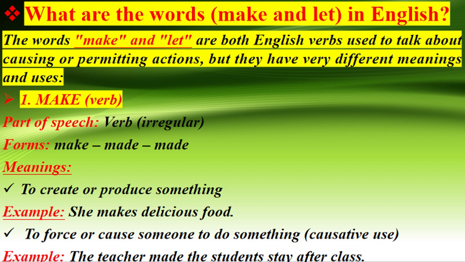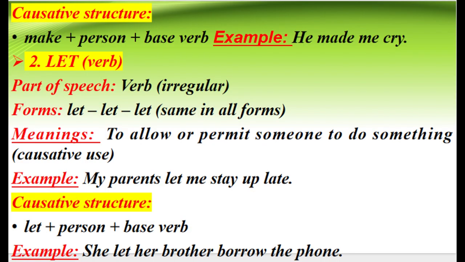One: make. Part of speech: verb. Irregular forms: make, made, made. Meanings: to create or produce something. Example: she makes delicious food. To force or cause someone to do something. Causative use. Example: the teacher made the students stay after class. Causative structure: make plus person plus base verb. Example: he made me cry.